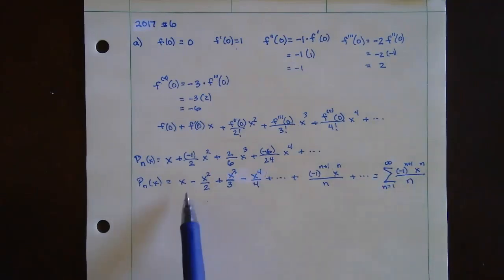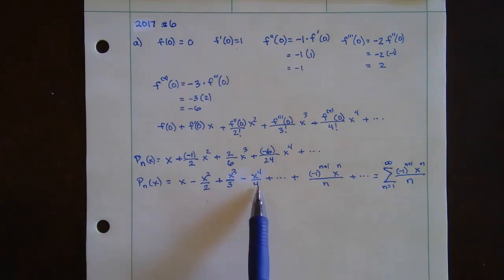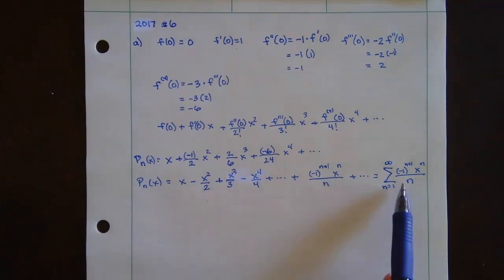So we have the first four non-zero terms, 1, 2, 3, 4, and we have the general term, right? And we wrote the series, okay? All right, so we answered part A. Let's go ahead and go back and look at part B.